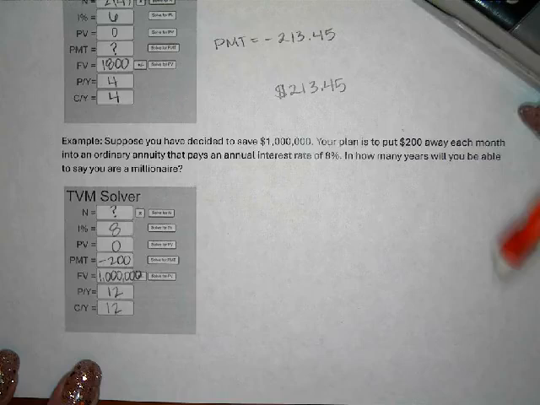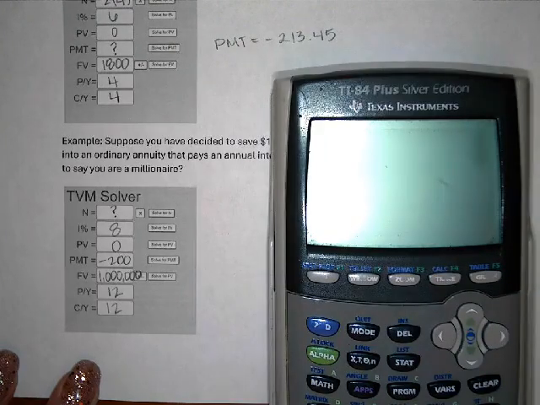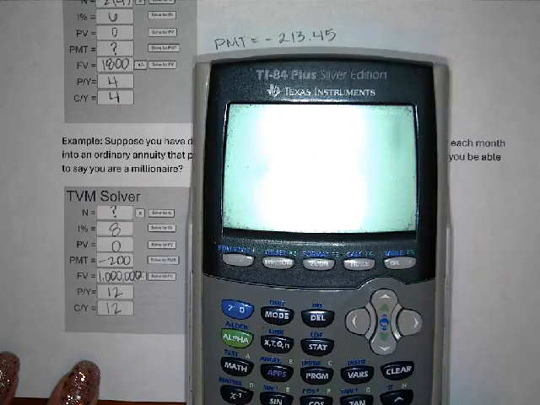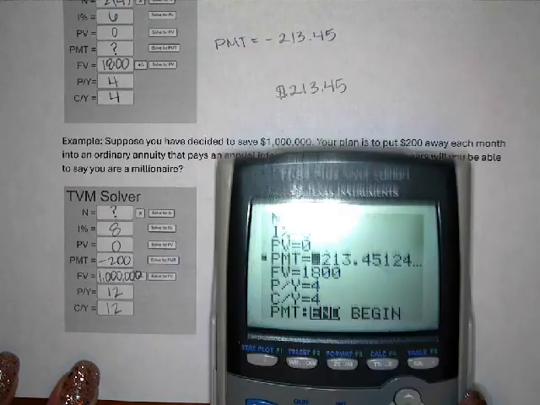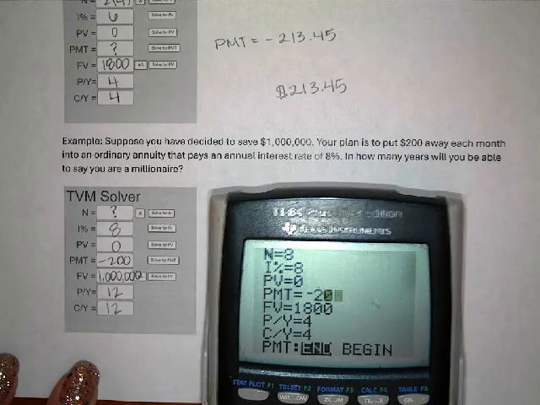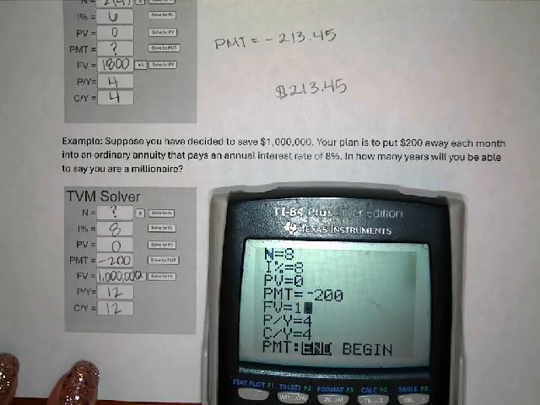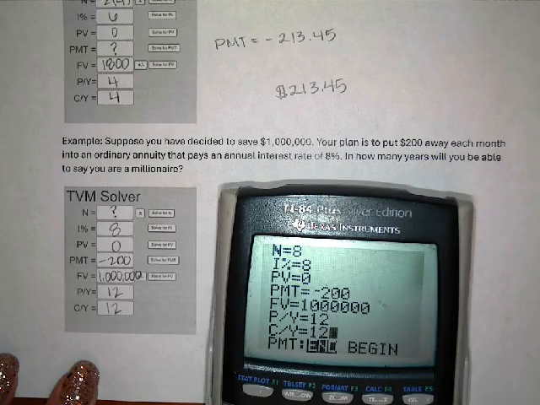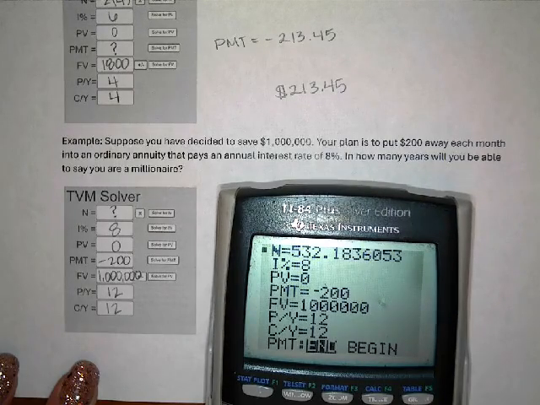All right, so if you've put it in the TVM solver, you can go ahead and say solve for N. If you're putting it in the calculator TVM solver, then we can go ahead and plug these in. We have 8, 0, negative 200, 1 million, 12, and 12. And we're going to go up here and solve for N. 532 months. So that makes sense. It's a lot of years.